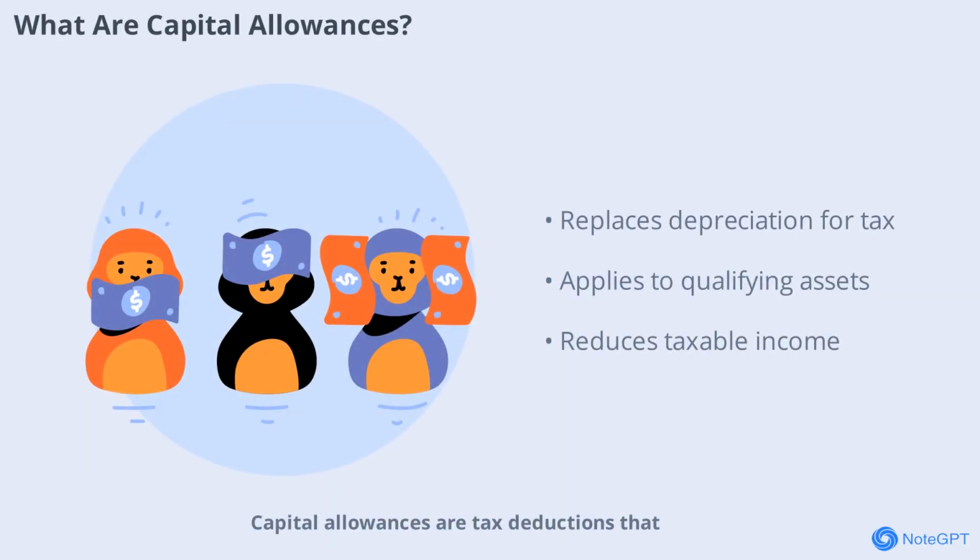Capital allowances are tax deductions that replace accounting depreciation for tax purposes. They apply to qualifying assets like plant, machinery, and industrial buildings. Instead of deducting depreciation, partnerships claim capital allowances to reduce their taxable business income. This system ensures that the cost of long-term assets is spread over several years, aligning tax deductions with the asset's useful life. Understanding this concept is crucial, as it directly impacts the amount of income available for distribution among partners.